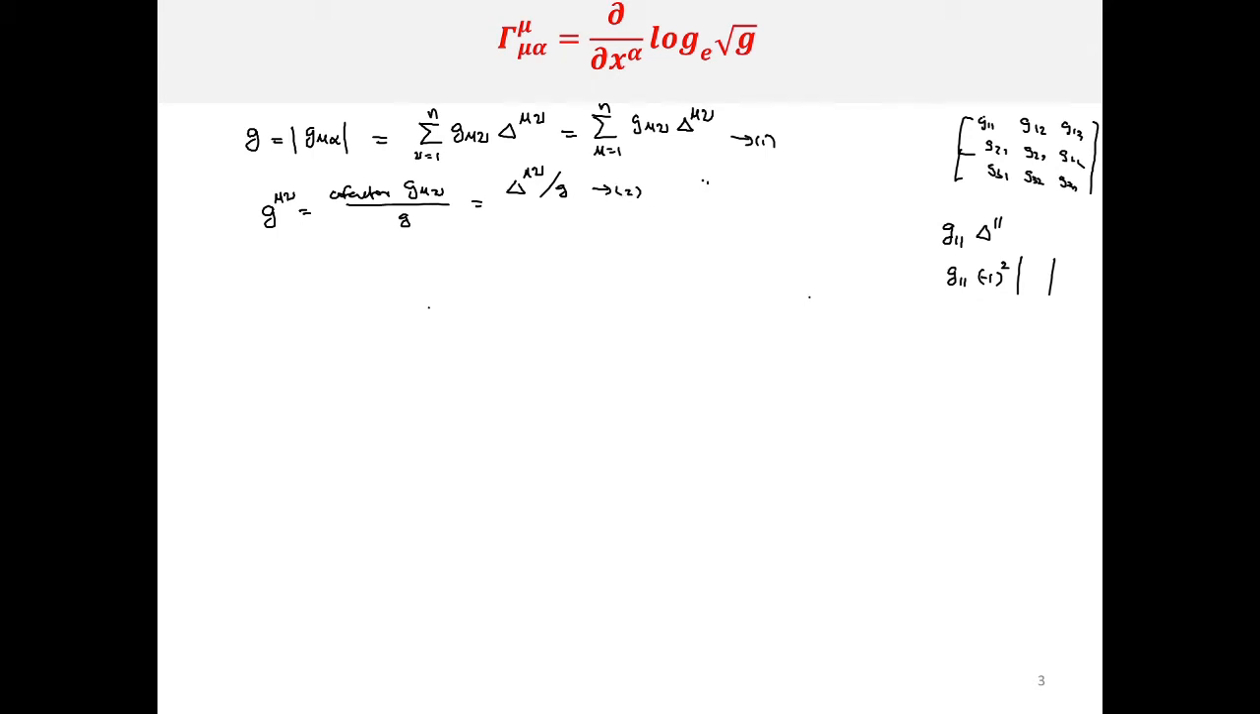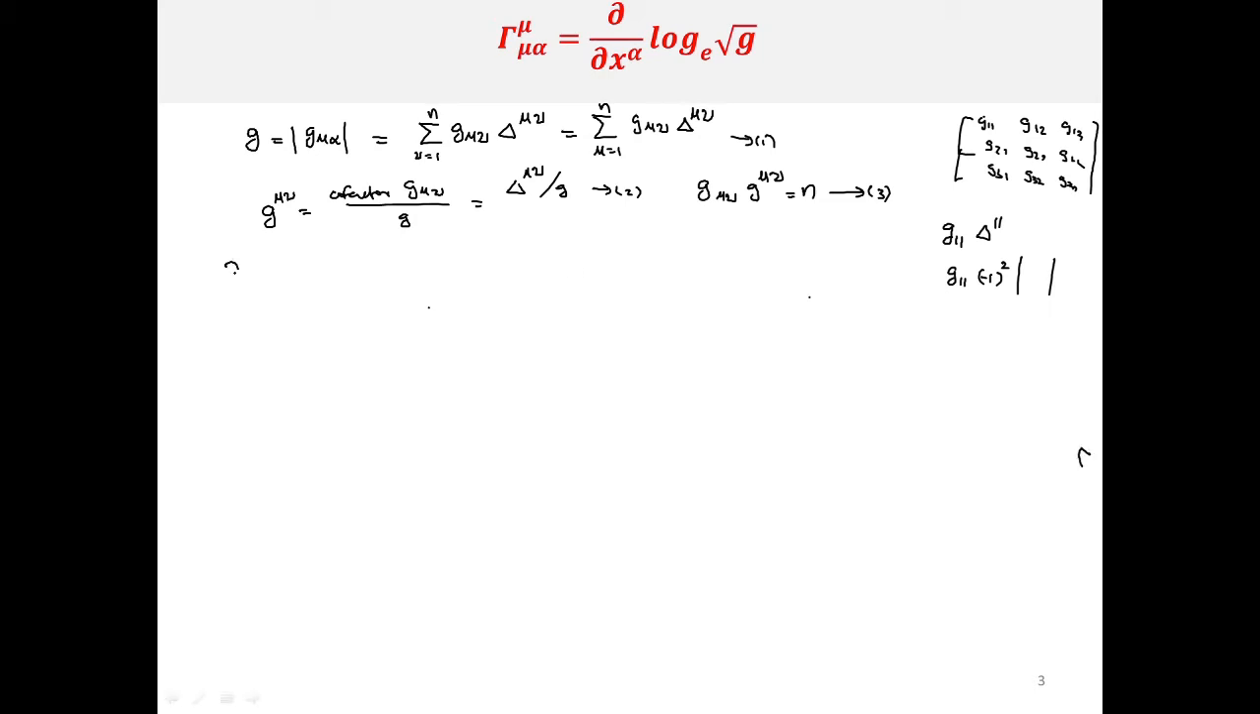And also it should be noted that when you multiply the metric tensor g mu nu with its conjugate tensor g^mu nu, what you will get is the dimension of the space, that is n. This is also an important result. So g mu nu into g^mu nu will be equal to n.